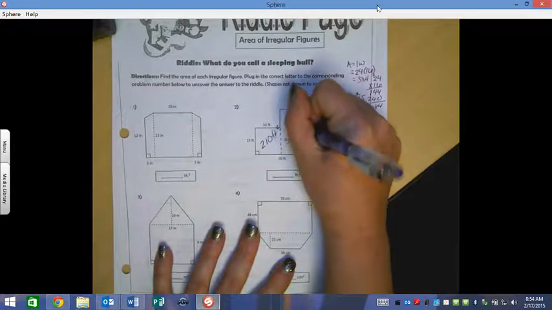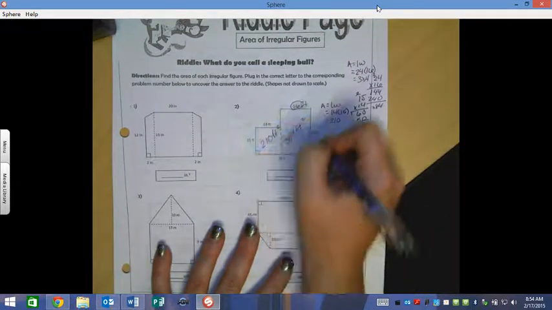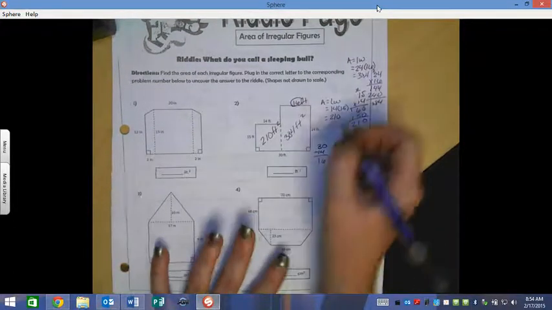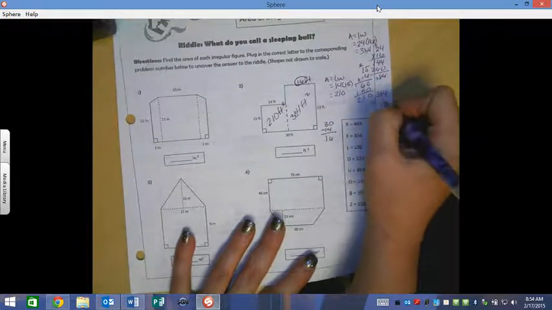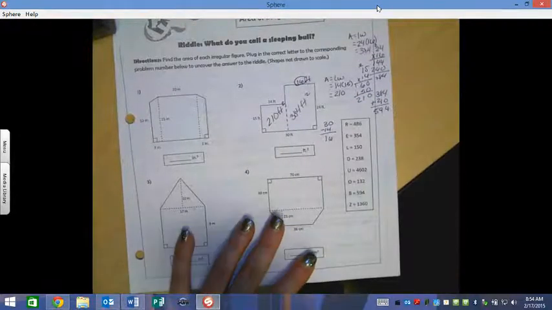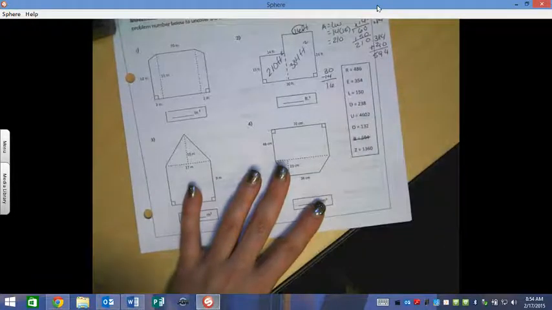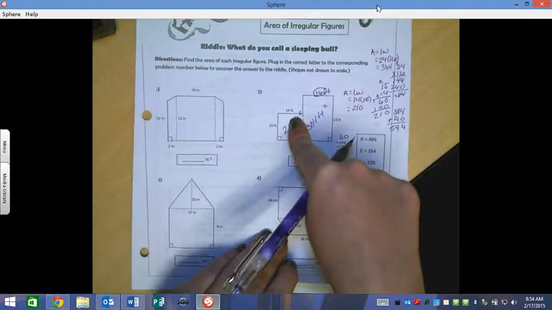384 square feet. So now we need to add these two up to figure out what our total area is. So we've got 384 plus 210. That's 594. Do we have one that equals 594? Yes, we do. It is letter B. So this is 594. So we flip over to the back and look at our riddle.